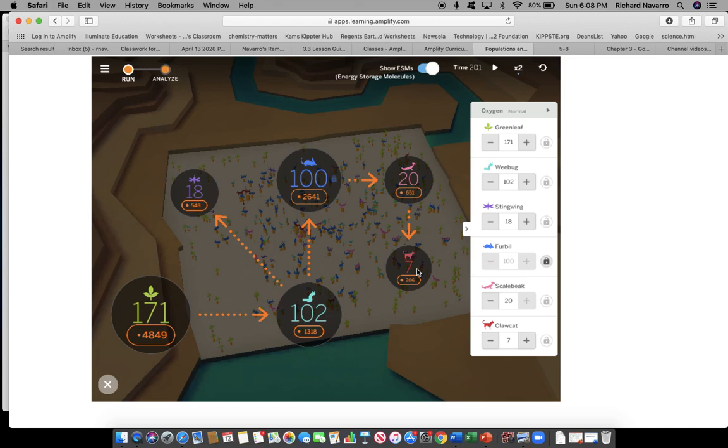So my guess was correct. By looking at the food web, understanding our direct and our indirect relationships between the clawcat population, the scaleback population and furball population, we were able to predict and then demonstrate this indirect relationship.